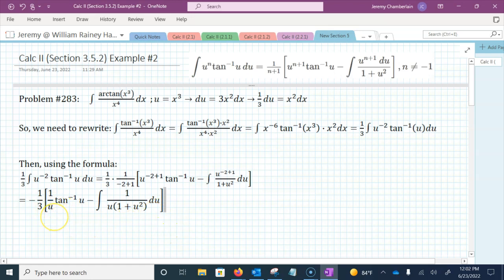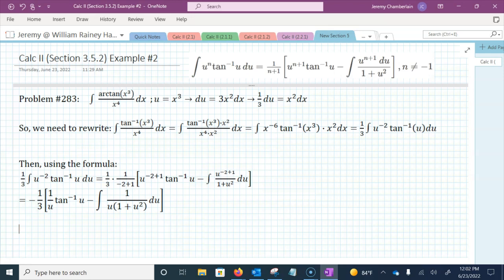Again, we still are in u space, recognizing that u is x cubed. So I've got quite a bit done here, minus 1/3, okay, because there's a minus 1. 1 over u shows up here, inverse tangent of u, minus this integral. But now how do we do this integral here? Okay, I would recommend that you set this up with partial fraction decomposition.